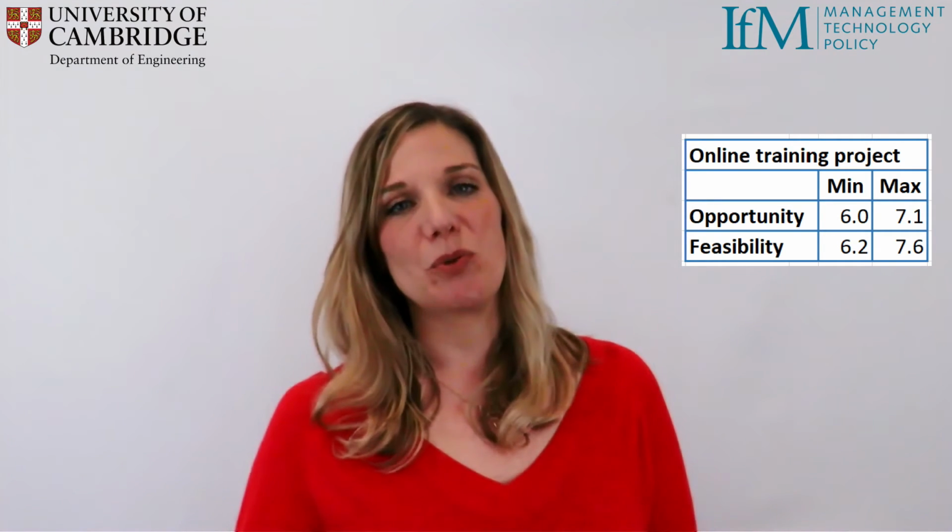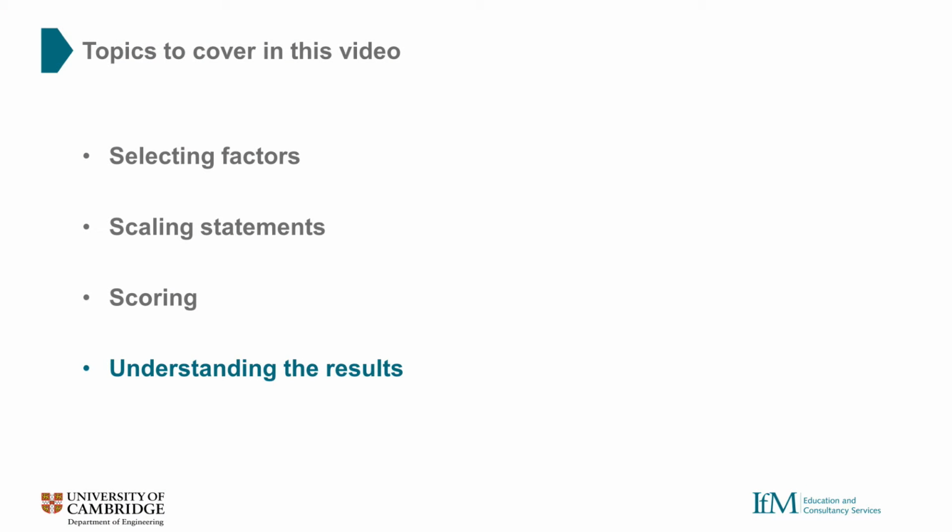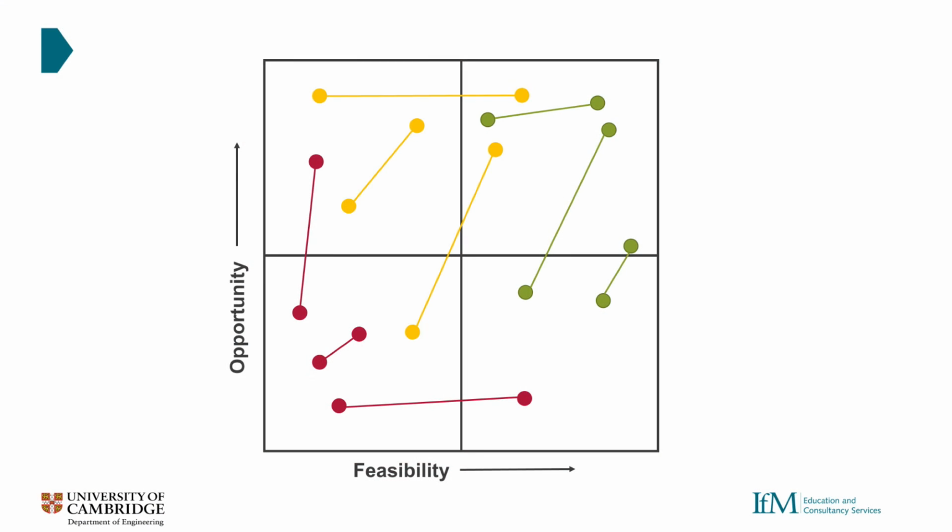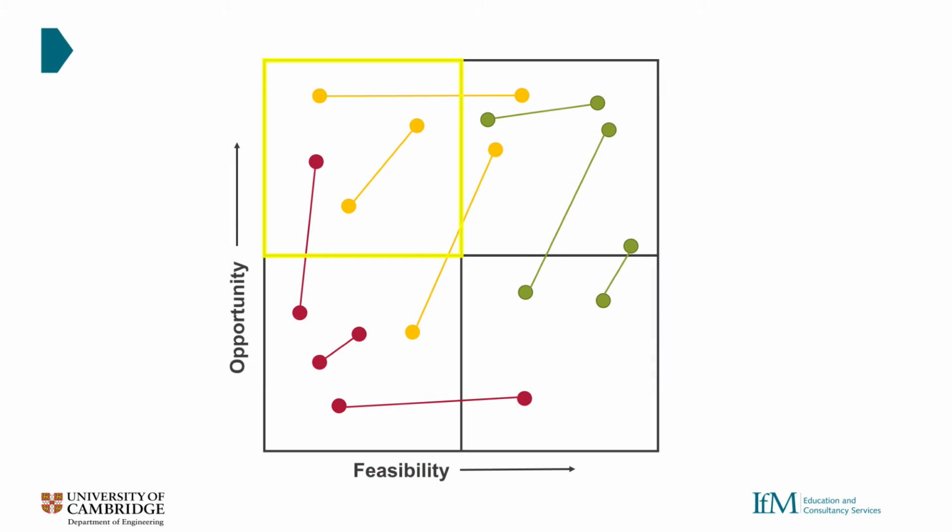Once all of the projects are scored, we move on to the final part of the process, understanding the results. These are easily plotted on a chart, where the x-axis represents feasibility and the y-axis represents opportunity. For each of our projects, we can now mark out 2 points, one at the minimum opportunity and the minimum feasibility for a given project, and the other at the maximum opportunity and maximum feasibility. To help make the results clear, we connect these 2 points with a line and split the chart into 4 quadrants as shown. Working around the chart from the top quadrant, we interpret the results as follows.